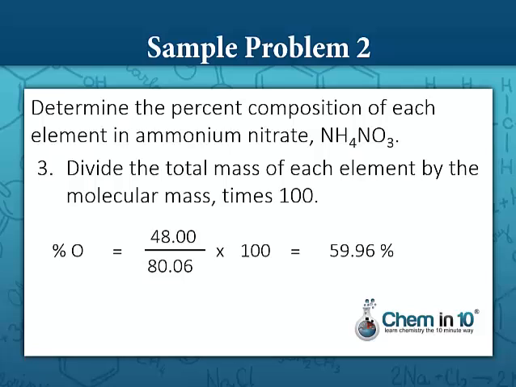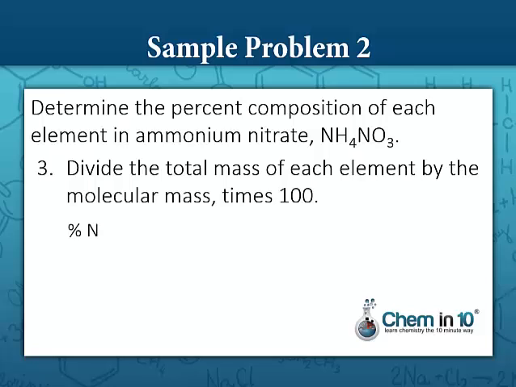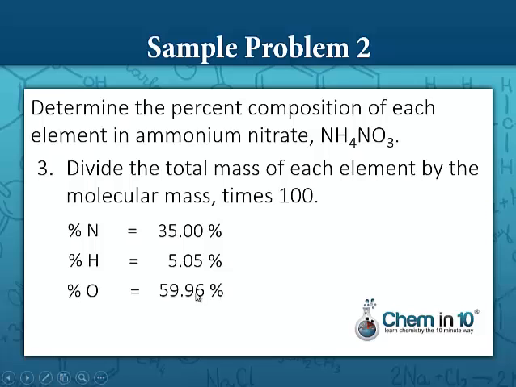approximately 59.96% oxygen. So ammonium nitrate consists of 35% nitrogen, 5.05% hydrogen, and 59.96% oxygen. These should add up to 100. I think we're off. We have slightly larger than 100%, and that's just due to rounding.